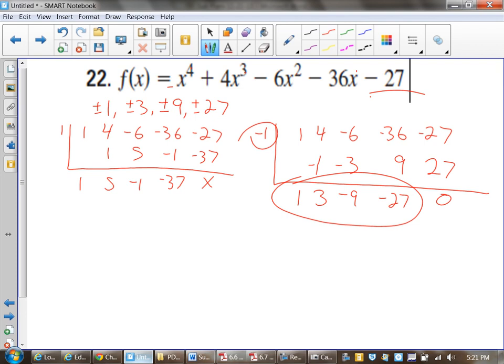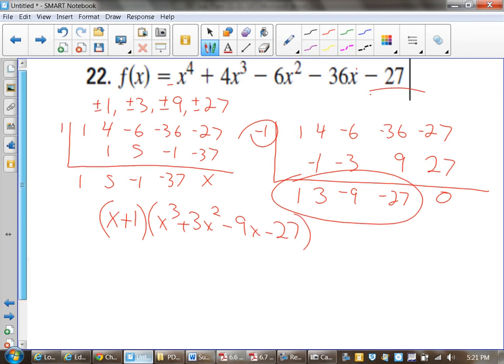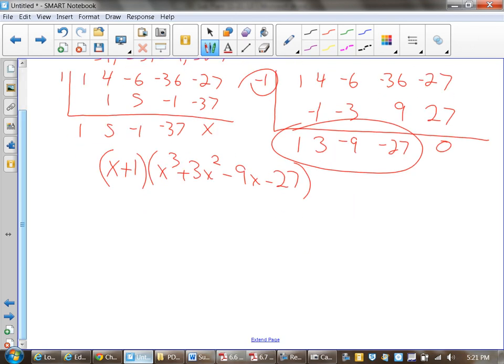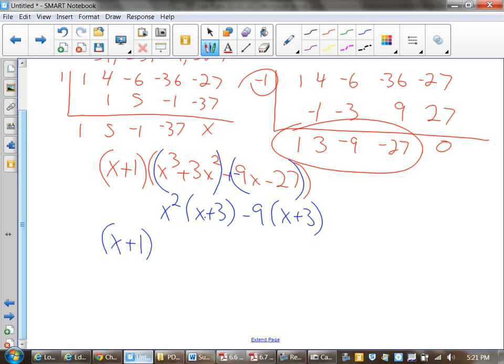If negative 1 is a 0, I want to write out my terms so you understand how we're factoring this. We have factored out an x plus 1. I am now left with x cubed plus 3x squared minus 9x minus 27. Again, at this point, you should be able to recognize that you could group that. Factor out your GCFs. X squared, you have an x plus 3. Take out a negative 9, you have an x plus 3. Which means your factored form of the whole problem is x plus 1, x squared minus 9, and x plus 3.